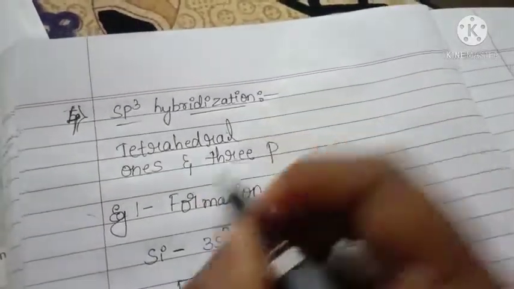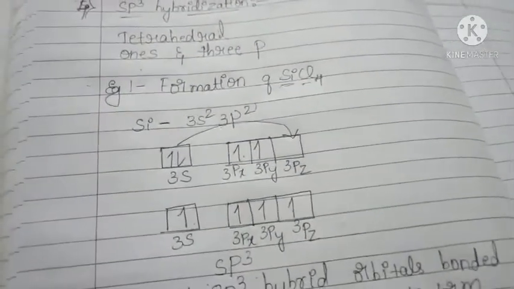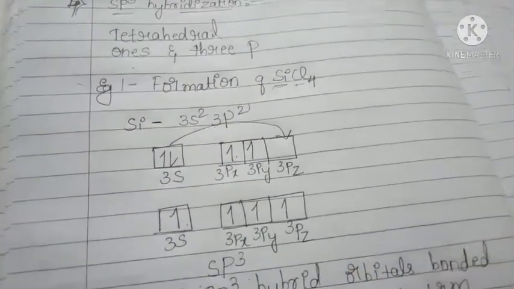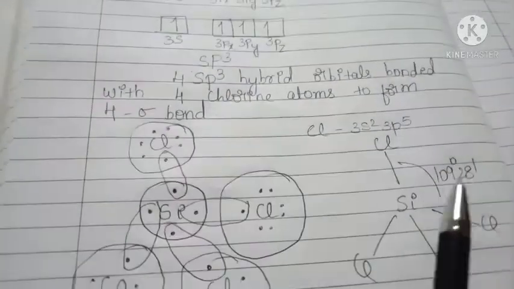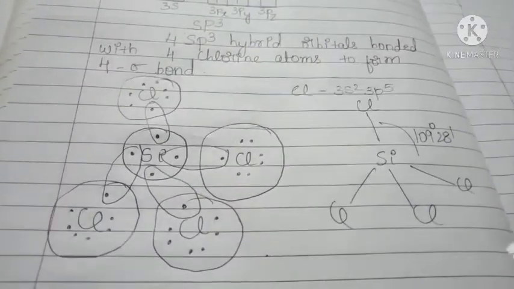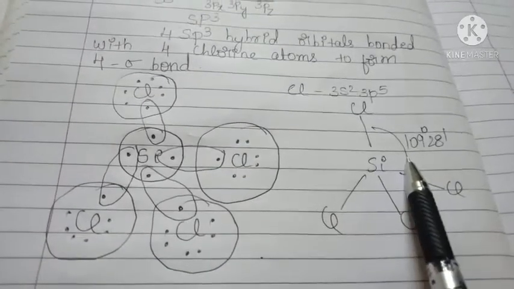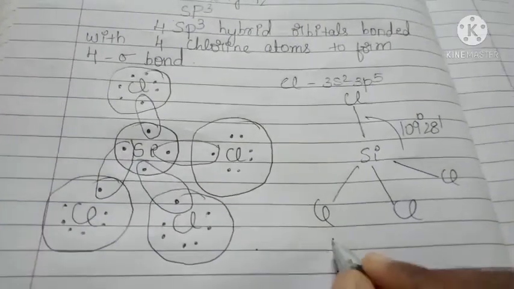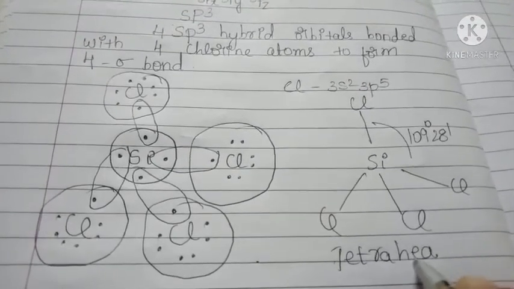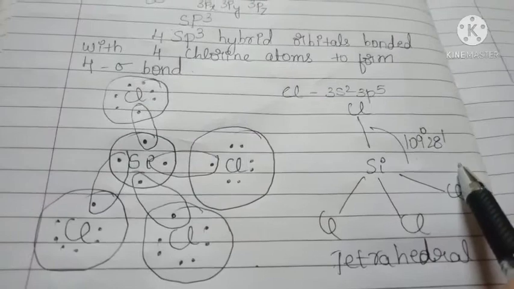This is tetrahedral shape, intermixing of 1s and 3p orbitals, silicon tetrachloride. In the outermost shell there are 4 electrons, so we need 4 unpaired hybrid orbitals. These 4 unpaired hybrid orbitals bond with 4 chlorine atoms to form 4 sigma bonds. This is the Lewis dot structure, and this is the actual structure of silicon tetrachloride. The bond angle is 109 degree 28 minute, tetrahedral shape. When the molecule is tetrahedral, the bond angle is always 109 degree 28 minute.